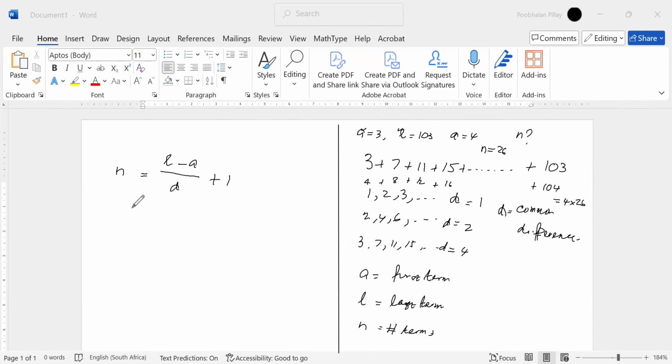So in our example here, I could have had n. The last term is 103. That's your last term. The first term is 3. The common difference is 4. 103 minus 3 is 100, divided by 4, I'm sure you know, that's 25. And 25 plus 1 is 26. So you always will get the number of terms by this very useful formula.